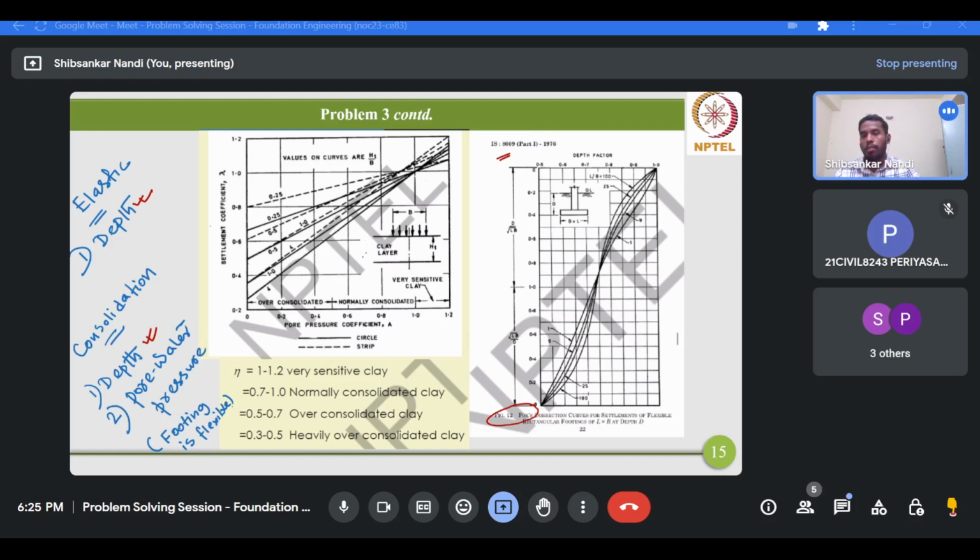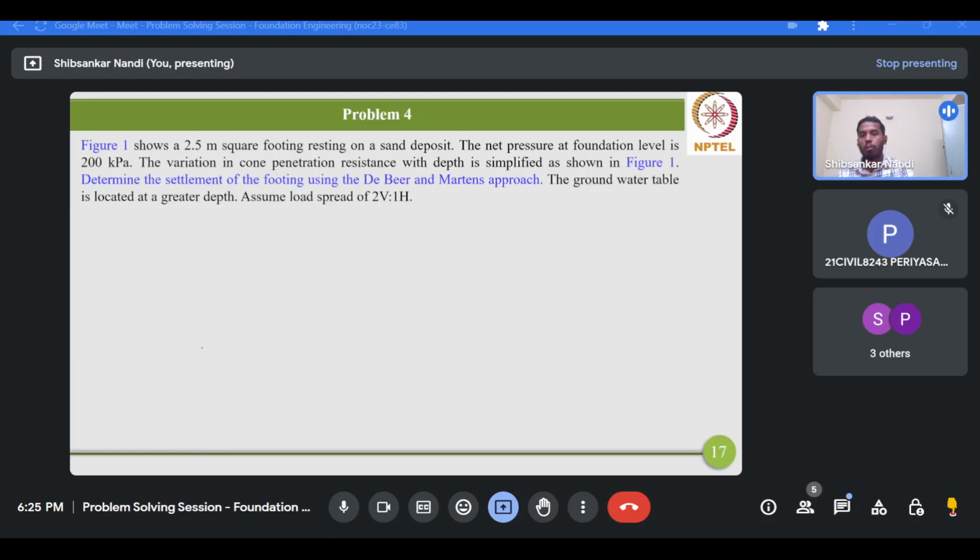And for pore water pressure corrections, either you can go for this chart, that is settlement coefficient versus the pore pressure coefficient. But if you don't know the pore pressure coefficient value A, then you can choose the value for this pore pressure correction factor according to the type of clay, whether it is very sensitive, normally consolidated, over consolidated, or heavily over consolidated. For this problem, the soil is normally consolidated, so you can take the value around 0.7. So this is all about problem 3.